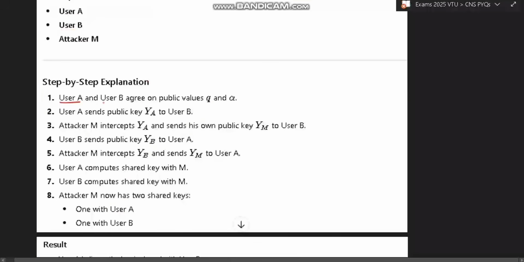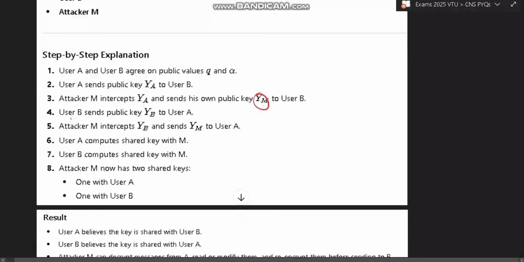Step by step, user A and user B agree on the public values Q and alpha. User A calculates and sends the public key YA to user B. Attacker M intercepts YA and sends his own public key YM to user B. Now user B sends public key YB to user A, but attacker M intercepts YB and sends YM to user A. So the attacker has both YA and YB in jail, and M has sent the fake public key YM to both.